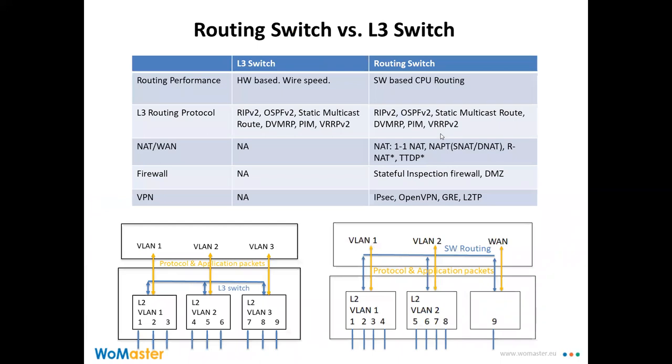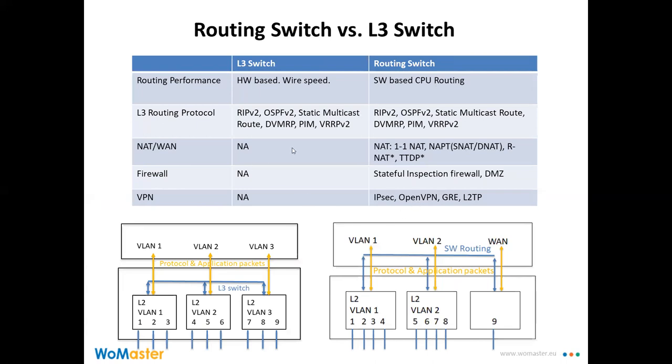And the next topic I will introduce is the difference between the routing switch and the layer 3 switch. Here you can see our major differences. We can see from the routing performance, layer 3 routing protocol, and also NAT, WAN, firewall, or VPN. The routing performance in a layer 3 switch is hardware based at wire speed. The routing switch will be software based routing. There is no major difference in routing protocol between the routing switch and the layer 3 switch. The most important thing is here.